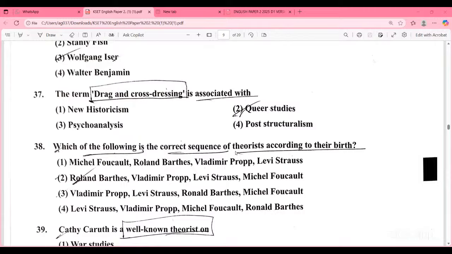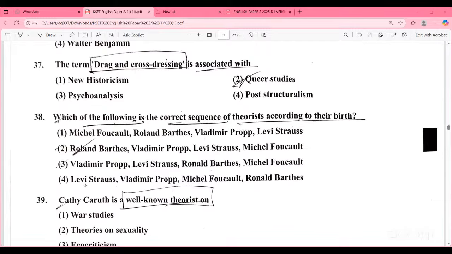Next question. Which of the following is the correct sequence of theorists according to their birth? So we have Foucault, Roland Barthes, Vladimir Propp, and all that. The correct answer will be, first we have Vladimir Propp, then Levi-Strauss, then Roland Barthes, and lastly Michel Foucault. Option 3 will be the right answer.